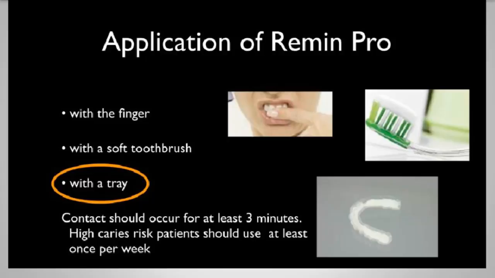And really the minimum contact time for a product like Remin Pro to work is about 3 minutes. What we ask our patients to do in high caries risk patients is I have my patients load the tray, and I have the patients wear that tray for about 10 minutes. And generally speaking, for high caries risk patients, I have them do this at least once a week, but more often than not, I'll have them do it 2 to 3 days in that week. So 10 minutes for 2 to 3 days. I say, after dinner, before going to bed, let's go ahead and pop this in for about 10 minutes, and that should really help out 2 to 3 times a week.